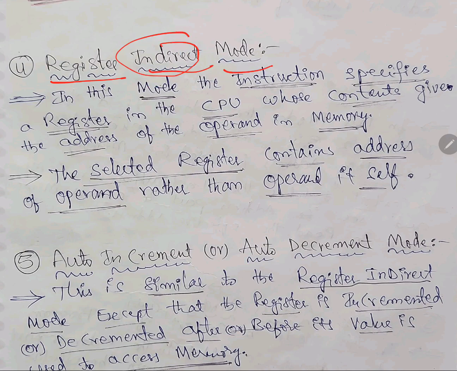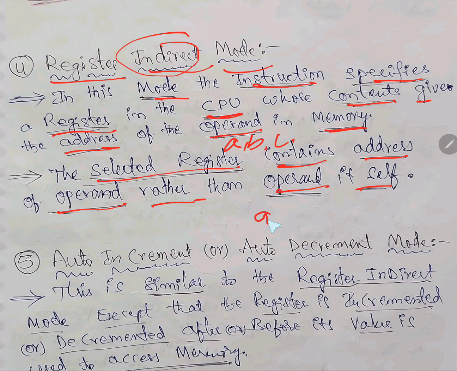The fourth addressing mode is register indirect. This is indirect mode. In this mode, the instruction specifies a register in the CPU, central processing unit, whose contents give the address of the operands. In the memory some operands will be there, and those addresses will be given. The selected register contains the address of the operand rather than the operand itself. Instead of operands, it will contain the addresses.